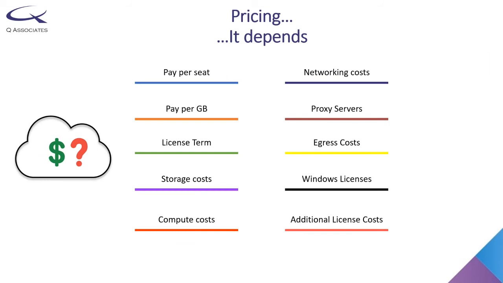With anything, the longer you buy something for, the more cost effective it becomes. So if you take out a 36-month term versus a 12-month term, you're going to pay less over the 36 months than you will do for the 12 months.